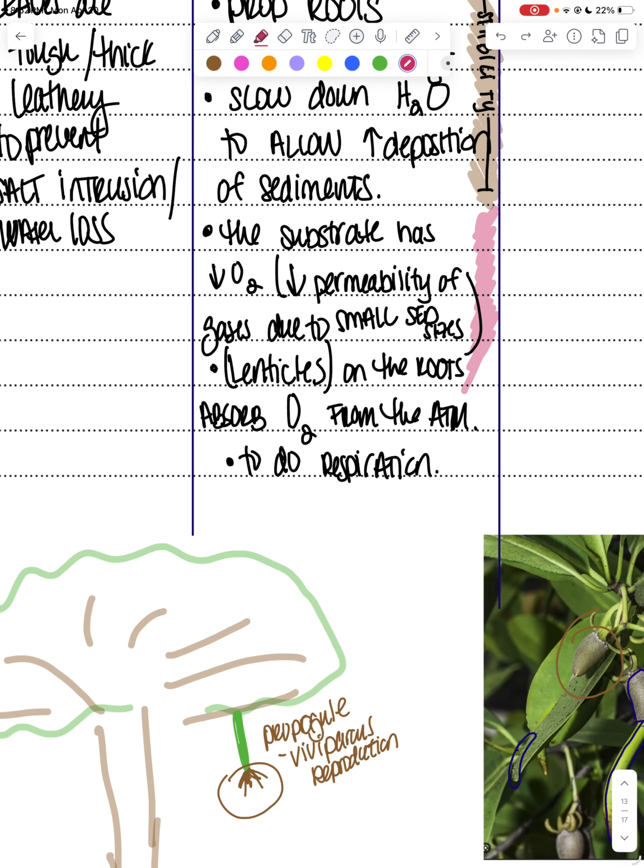Okay, these things here are all the adaptations for gas exchange in a low permeability substrate. Gas exchange. And these are still structures that are within the roots.